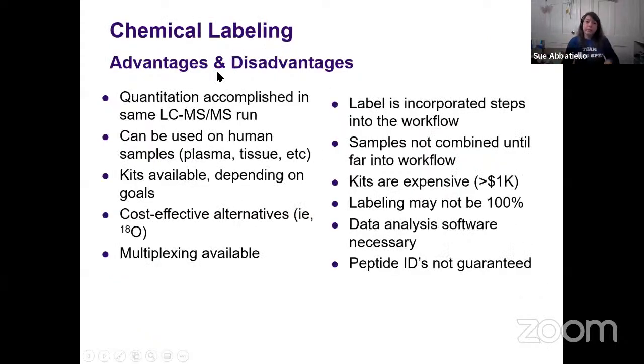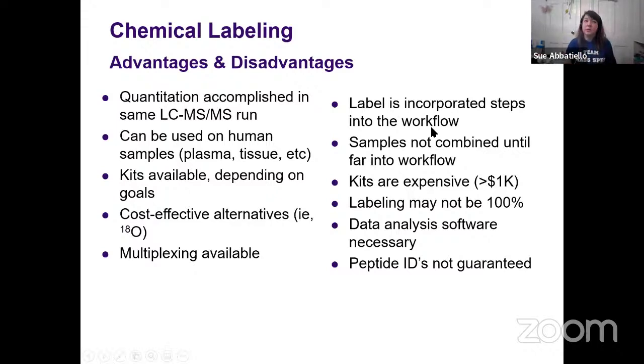So this just goes over some advantages and disadvantages of chemical labeling. The advantages are we can quantify in the same LCMS run when you're doing chemical labeling, because their mass to charge is different, so you can combine them before separating by LCMS. This can be done on human samples like plasma, tissue, animal tissue, and so on. Usually there are kits available depending on the goals of your experiment. There are also these, quote unquote, cost-effective alternatives that can be more laborious. And multiplexing is available.